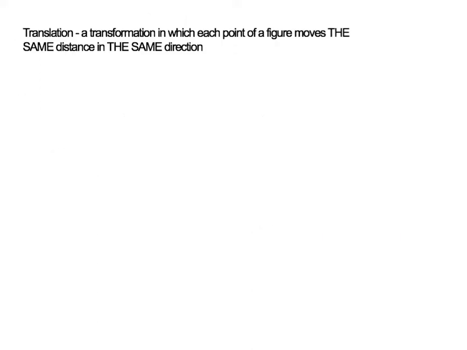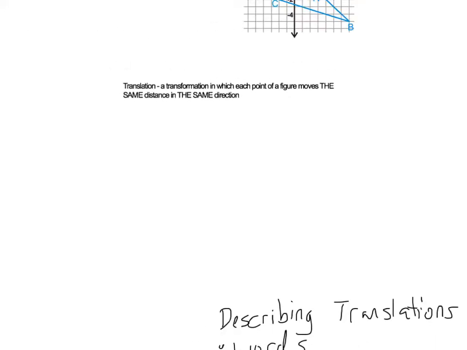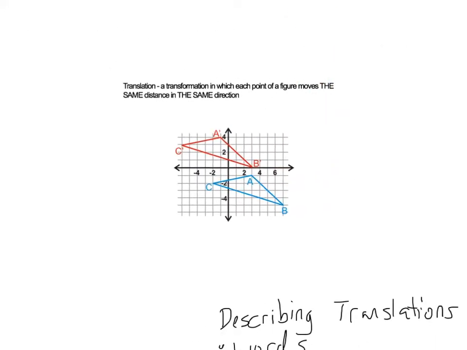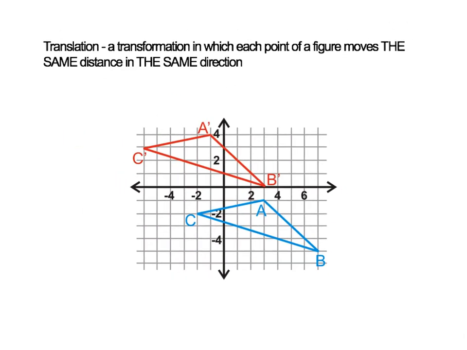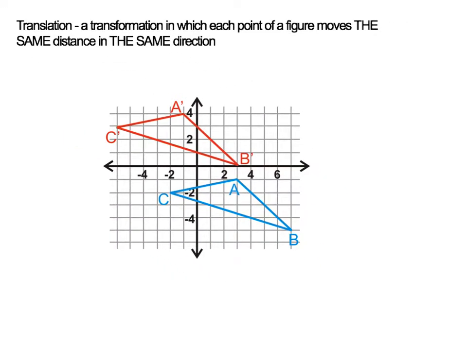All right, so a translation is a transformation in which each point of a figure actually moves the same distance in the same direction. So I'll bring this photo down that was up there earlier. And what we see is that this red triangle here became the blue triangle, or the blue became the red. But either way, each and every single point there, ABC and ABC, moved the same distance and in the same direction. And so we're going to learn to describe that and then learn to calculate that.